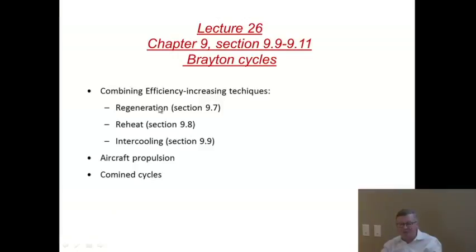And then we'll come back to power generation and show you how combined cycles work, where you have a high-end, high-temperature cycle that's a gas turbine, and a low-temperature cycle that's a Rankine cycle.